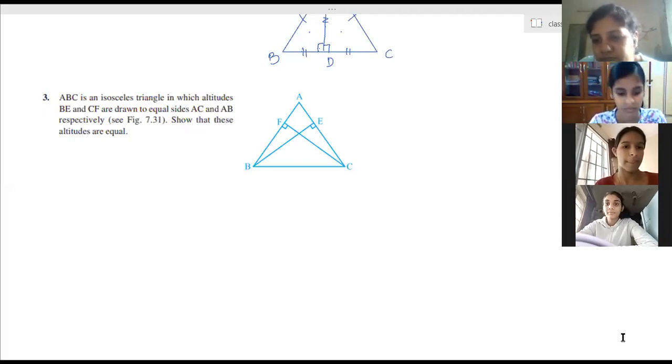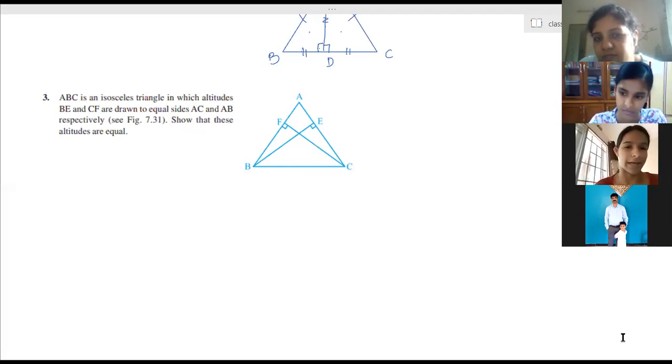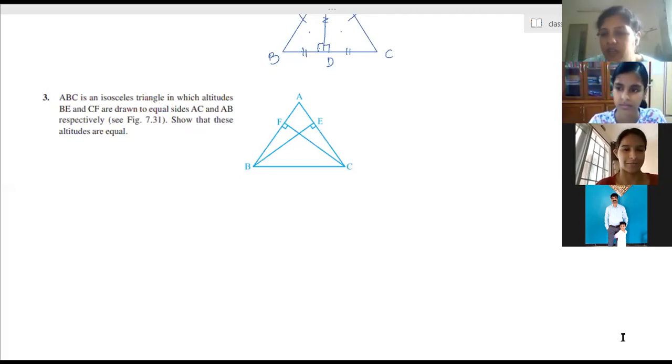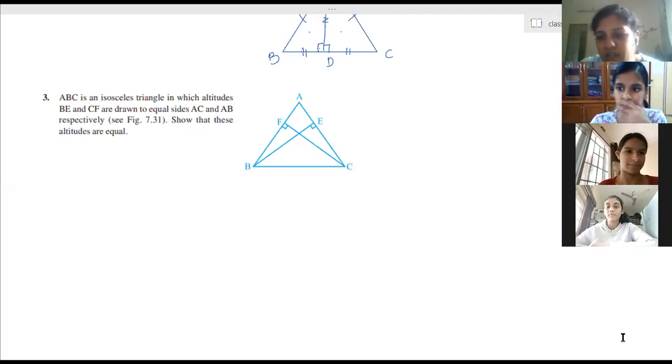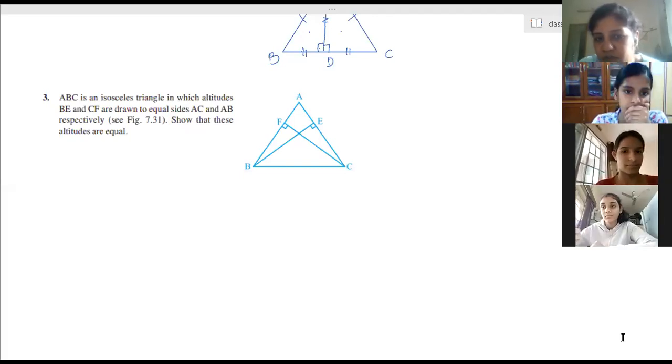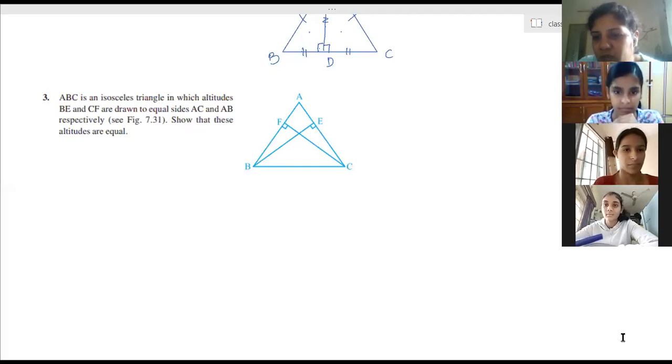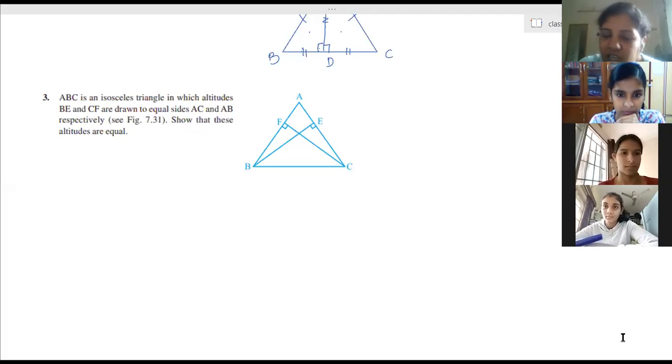Pranjal? Ma'am, the line which forms a 90-degree angle, the perpendicular. Yes, the line from the opposite vertex falls on the base, perpendicular to the base. So from B, if you draw BE perpendicular to AC, BE is called altitude. Altitudes are always perpendicular to the base. So BE is perpendicular to AC and CF is perpendicular to AB.